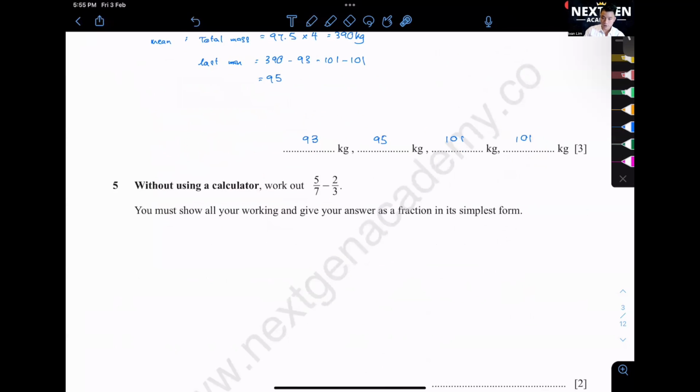Okay, question 5. Without using a calculator, work out 5/7 minus 2/3. You must show all your working and then give your answer as a fraction in its simplest form.